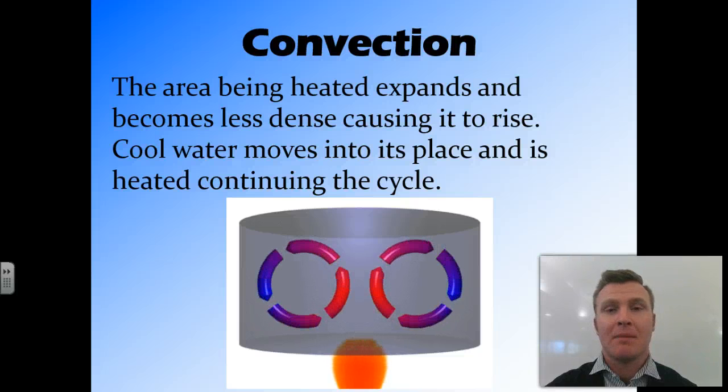As it expands, it becomes less dense because you've got fewer particles in the same amount of area, and this causes the less dense water to rise to the top. As the less dense water, or the hot water, rises to the top, cooler water, because it's more dense, moves in to its place, and this is a continuous cycle. So that cool water will then be heated, it will expand, and rise to the top, and cooler water will come into its place.